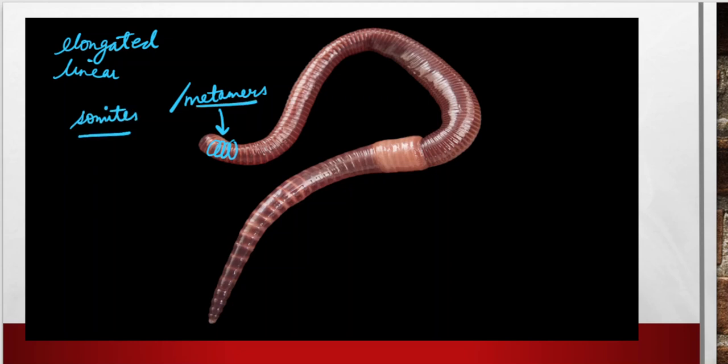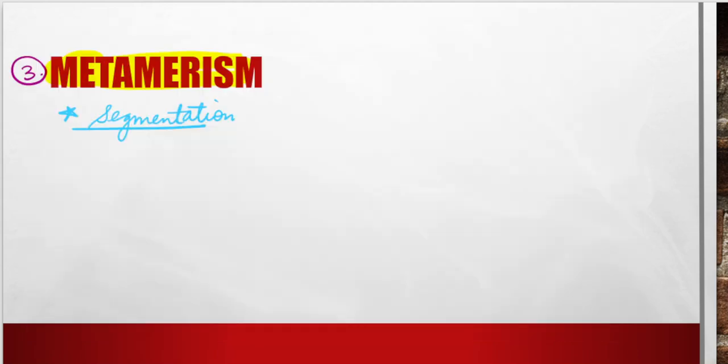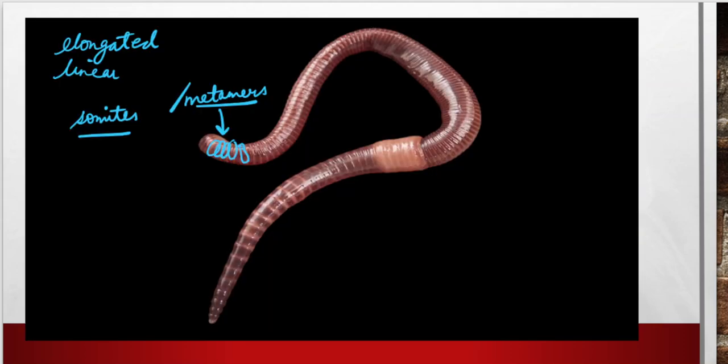So this property where there is external division on the body, or you can say there are grooves, see here, there are grooves present, segments present. This is known as metamerism. The best example for this is the earthworm. So this was about metamerism.